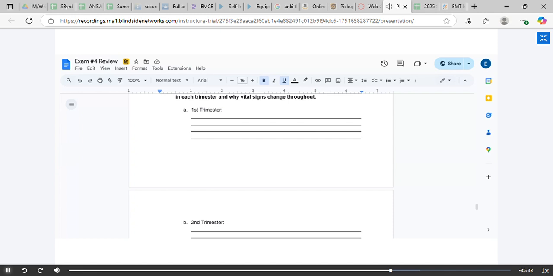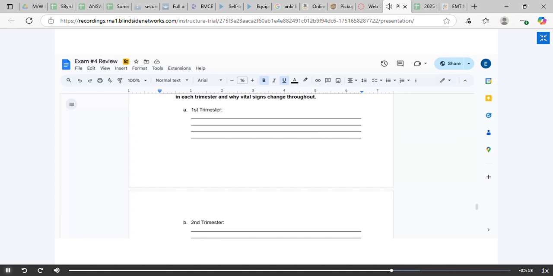And then her renal blood flow to her kidneys will increase. And so the kidney filtration will increase as well. Okay, so she's going to use more oxygen, so she's going to need more oxygen.